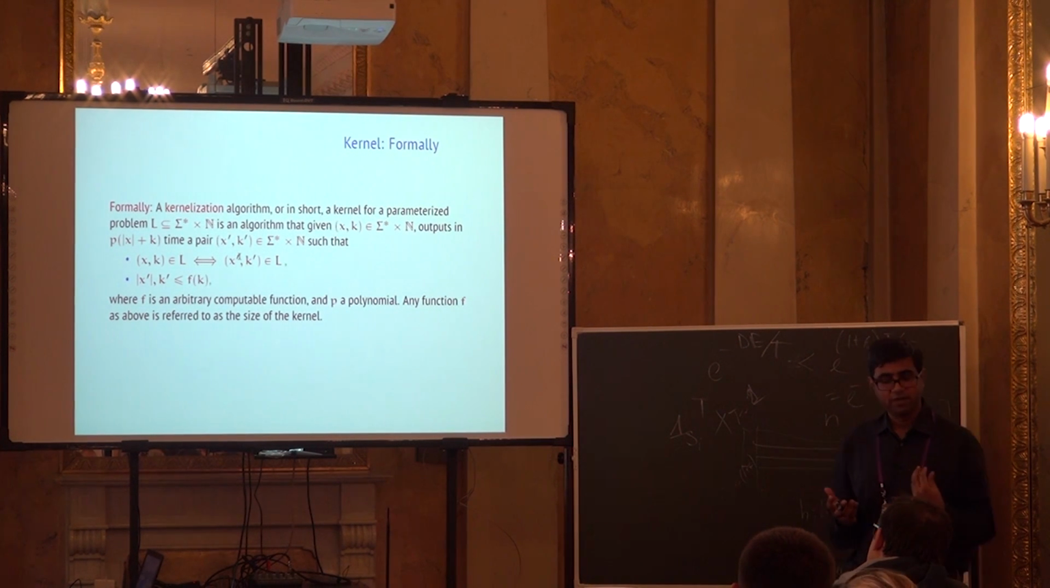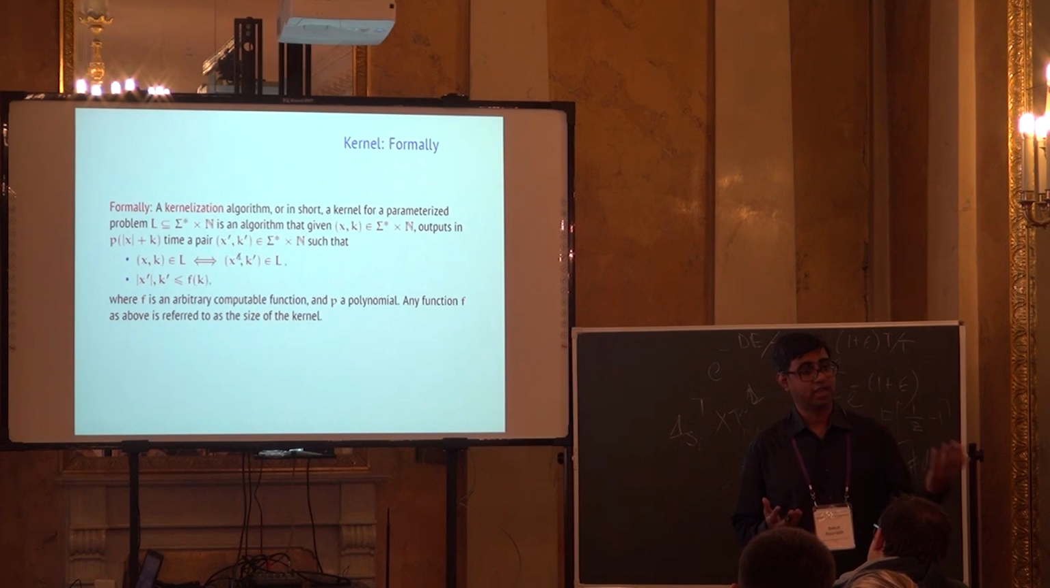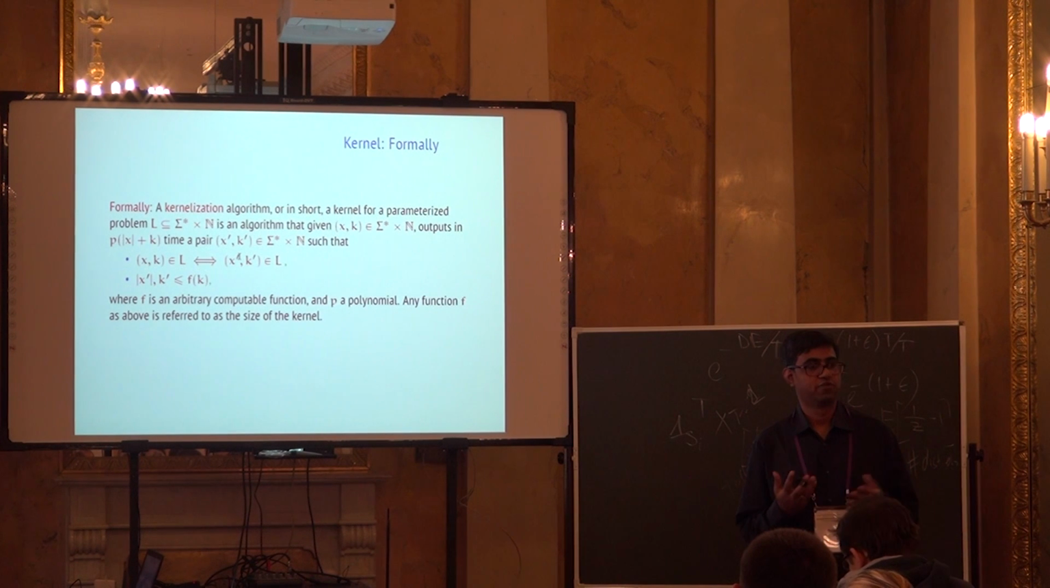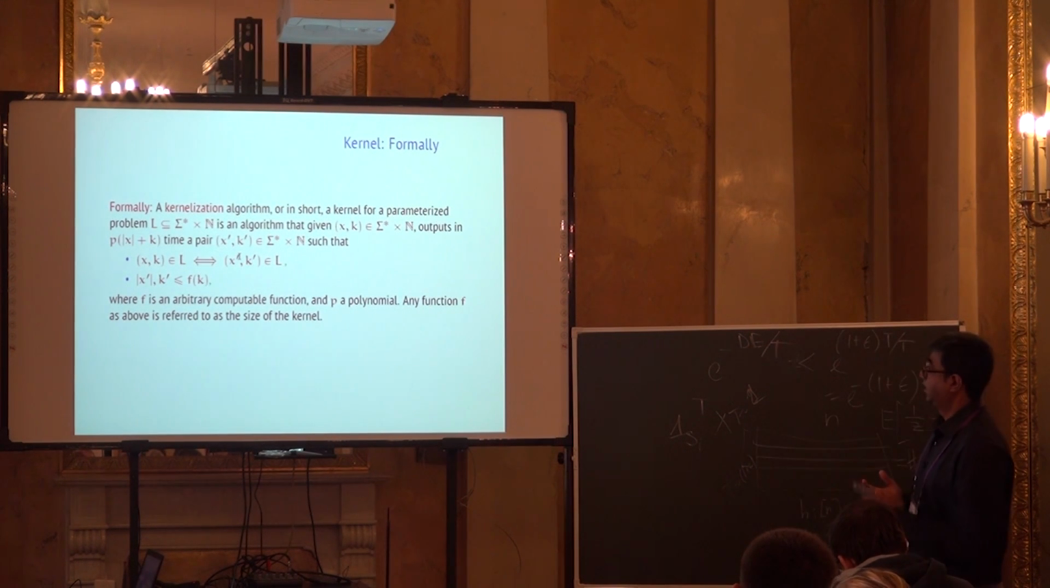So imagine that I give you an instance x and k is like 10. All you are saying is that in polynomial time, give me an instance whose size only depends on 10, so f of 10, so it's like a constant, right? And then we can do something interesting about this. And f is an arbitrary computable function, but p is a polynomial time algorithm.